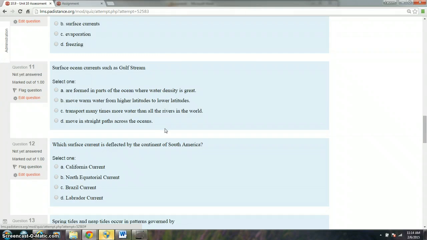Number 11. Surface ocean currents, such as the Gulf Stream, A, are formed in parts of the ocean where water density is great. B, move warm water from higher latitudes to lower latitudes. C, transport many times more water than all the rivers in the world. D, move in straight paths across the oceans.